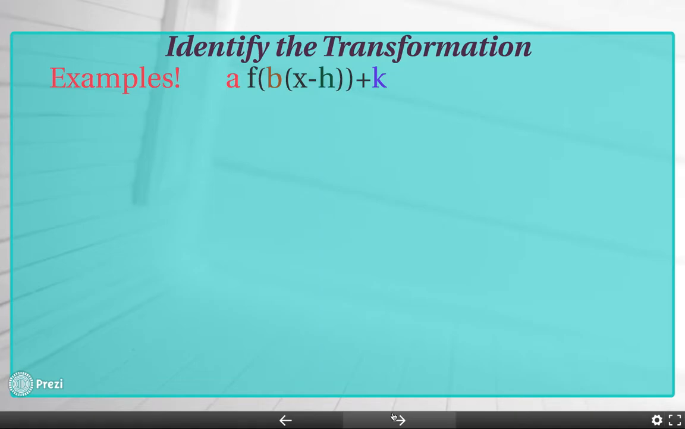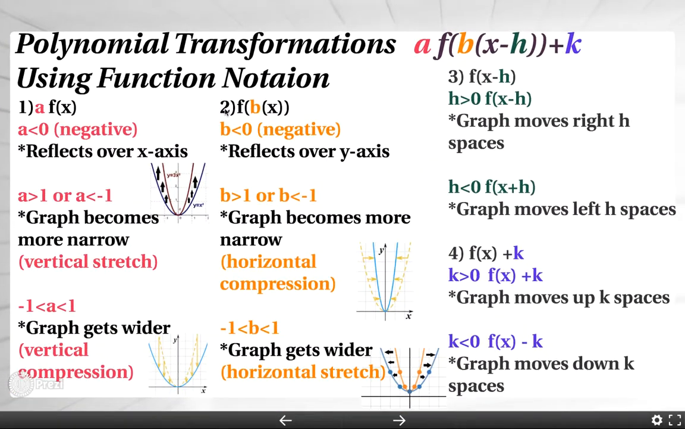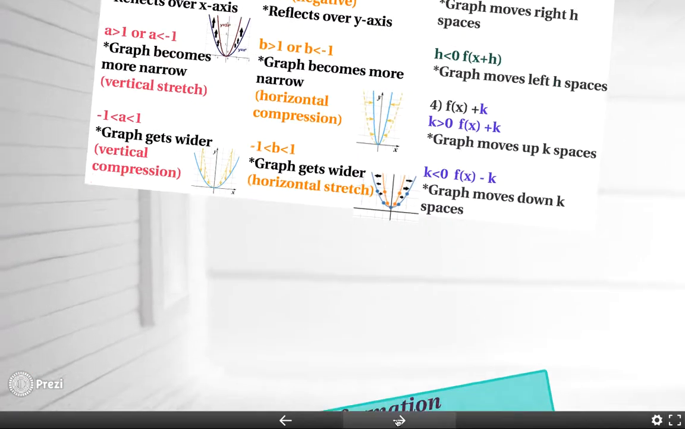Okay, so what we're going to do, I'm going to give you something in function notation, and you have to state what the transformation is from the parent to the new equation. So in the first graph, we have 1/3 times f of x. So first of all, we must know if it is an A, a B, an H, or a K value. So the 1/3 is in front of the f, which the only thing in front of the f is the A value. So it's an A value, and when A is a fraction, remember, it gets wider, which means it's a vertical compression.